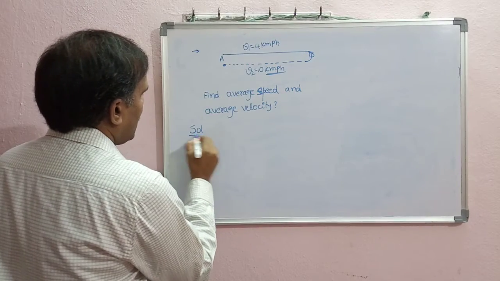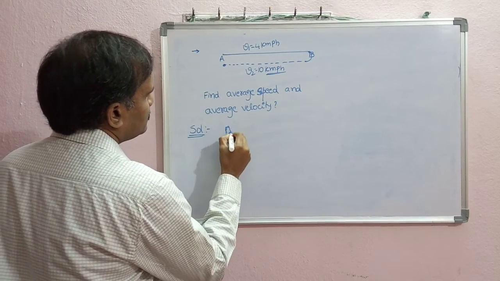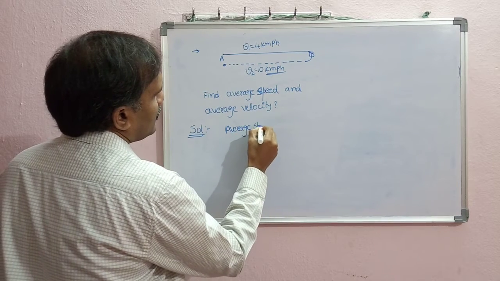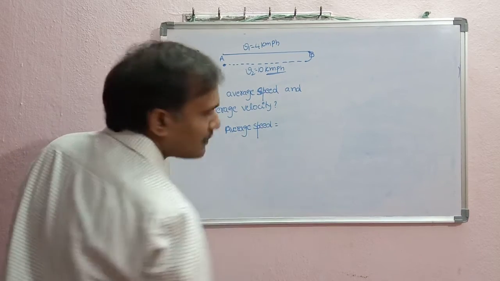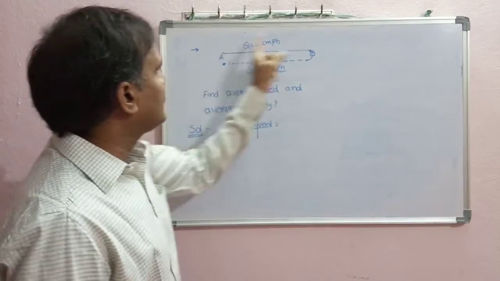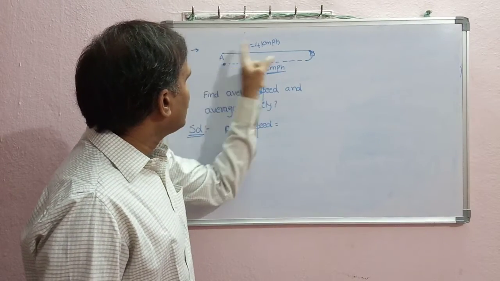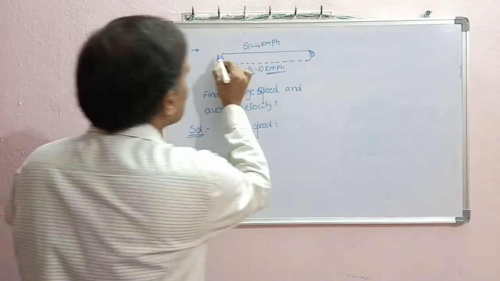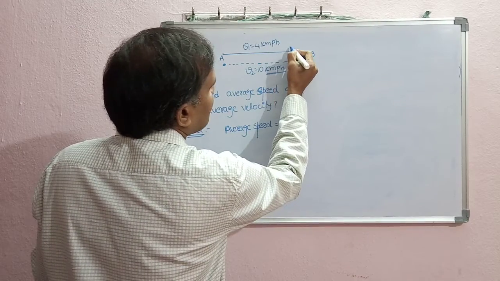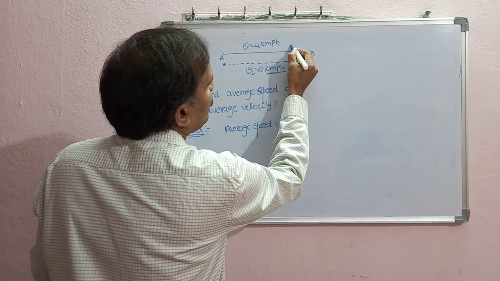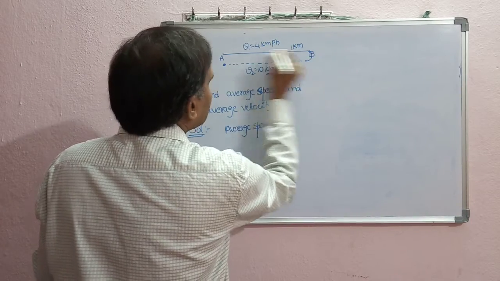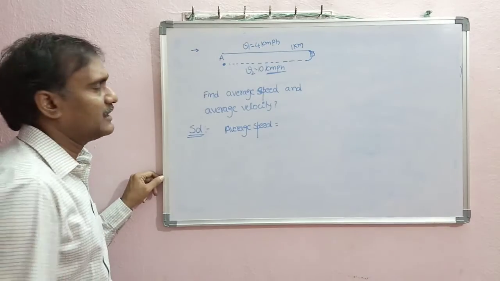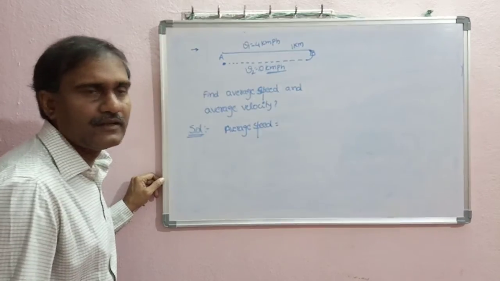First one, average speed. Total path length, AB plus BA. I am assuming that AB length is 1 kilometer. Therefore, BA length is also equal to 1 kilometer. Now you will find out the average speed.